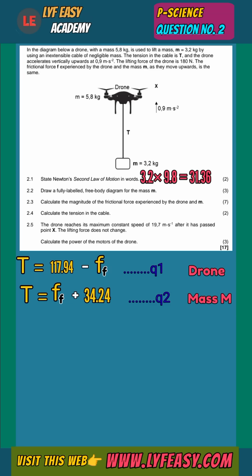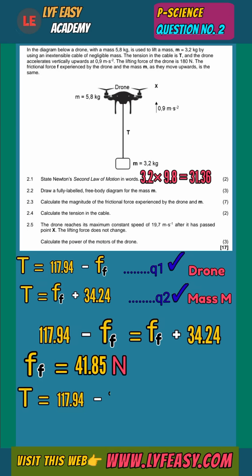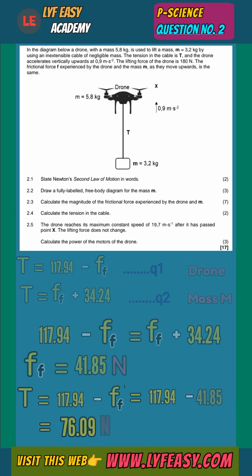We equate or solve the equations simultaneously. By doing so, we get a frictional force of 41.85 newtons. To find tension force on the cable, we take one of these equations to replace frictional force by this 41.85. By doing so, we get tension force is 76.09 newtons.